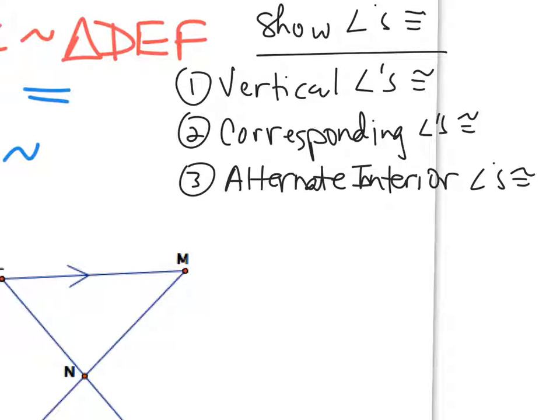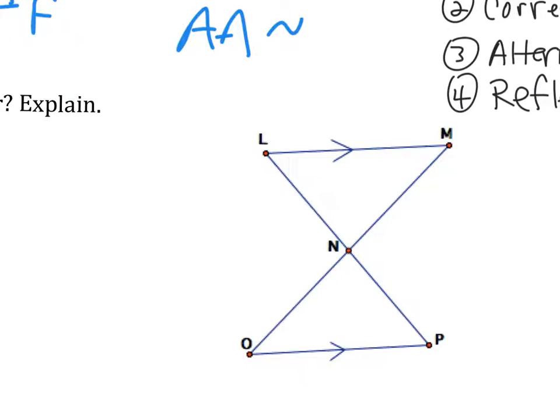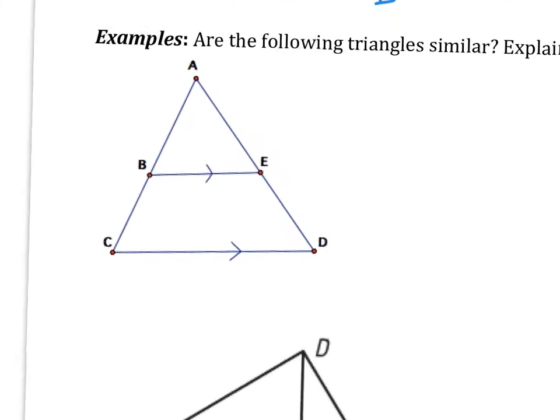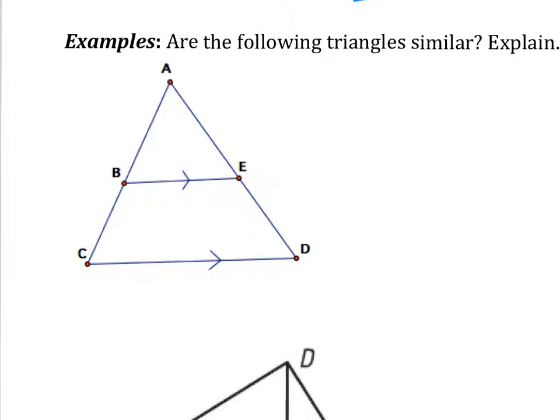Reflexive. Reflexive, very good. So number 4 is the reflexive property, as in if we can show that a triangle has the same angle for both triangles, then that shows the reflexive property. All right, so let's look at the very first example here. Our goal is to determine whether or not triangle ABE is similar to triangle ACD. That's the question.